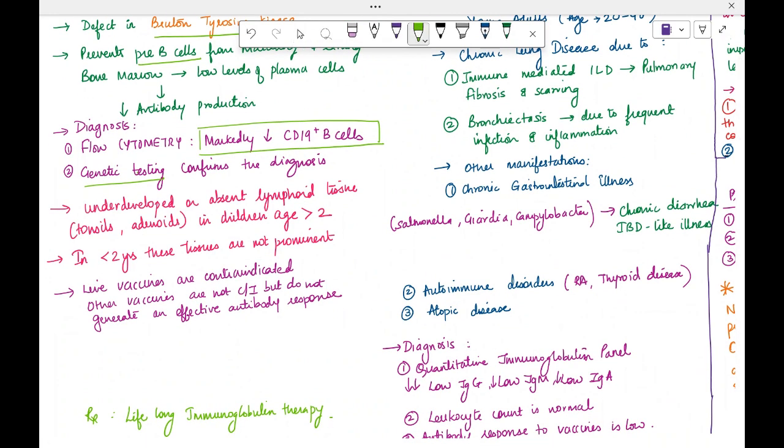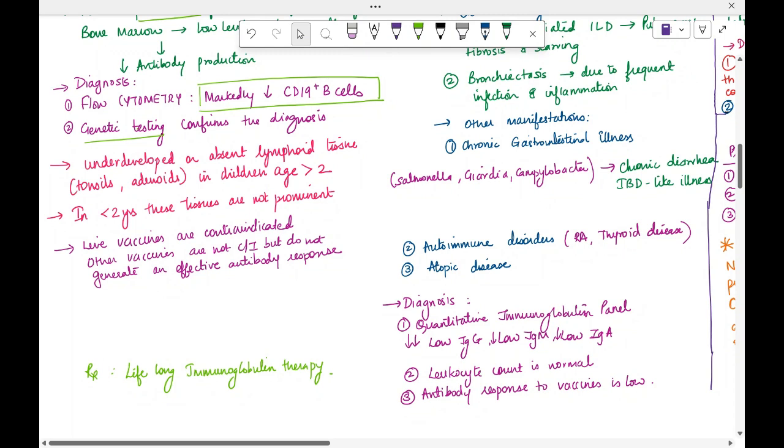Usually in children less than 2 years of age, the lymphoid tissues are not prominent. So if the child is more than 2 years of age, then the absence of lymphoid tissue will give you a diagnosis of Bruton's agammaglobulinemia. Now in such patients, live vaccines are definitely contraindicated. Other vaccines are not contraindicated, but they will not generate an effective antibody response.